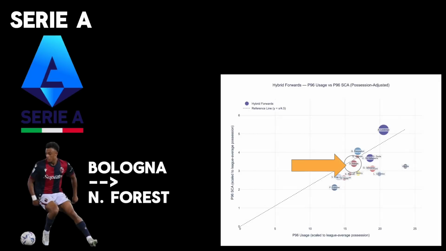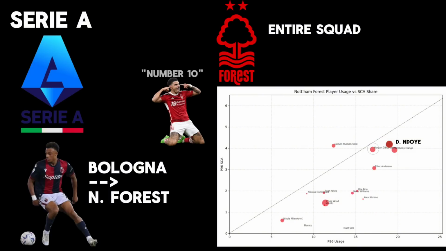Dan Ndoye moved from Bologna to Nottingham Forest. Forest play with a number 10 and Morgan Gibbs-White. The main player they lost this year is Anthony Elanga, who's direct rather than trying to be a playmaker from out wide.